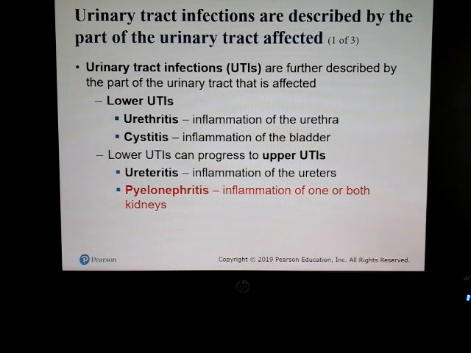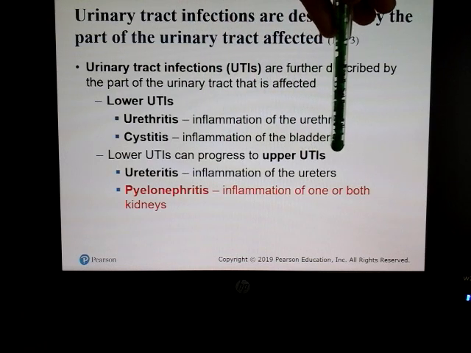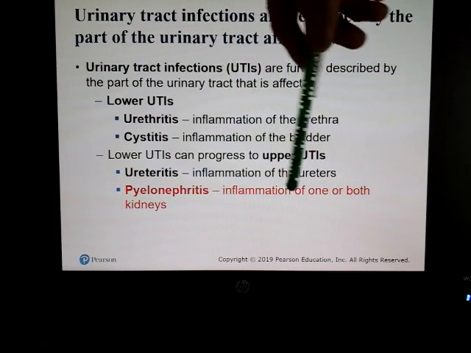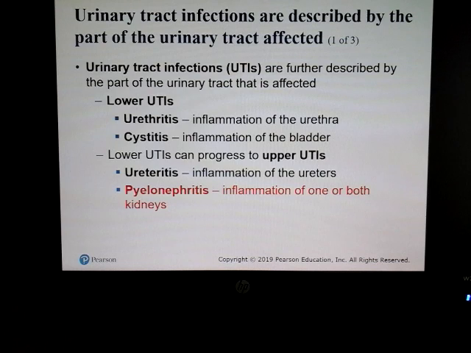Now, when we look at UTIs, guys, we can look at lower and upper types of UTIs. And for the lower, urethritis and cystitis seem to take place, but they can progress to upper UTI infections. Now, please know, guys, that pyelonephritis is the inflammation of one or both kidneys, okay? And that we can see, again, that's way up there. That's not out towards the opening.